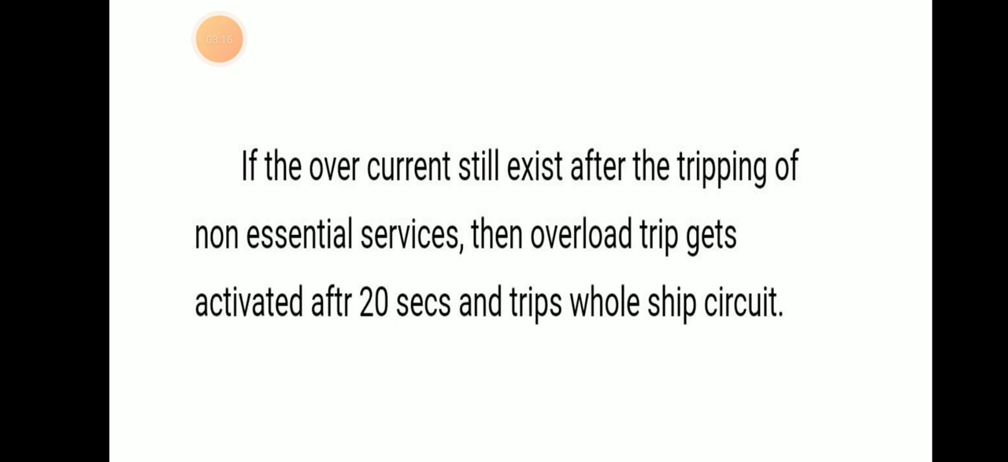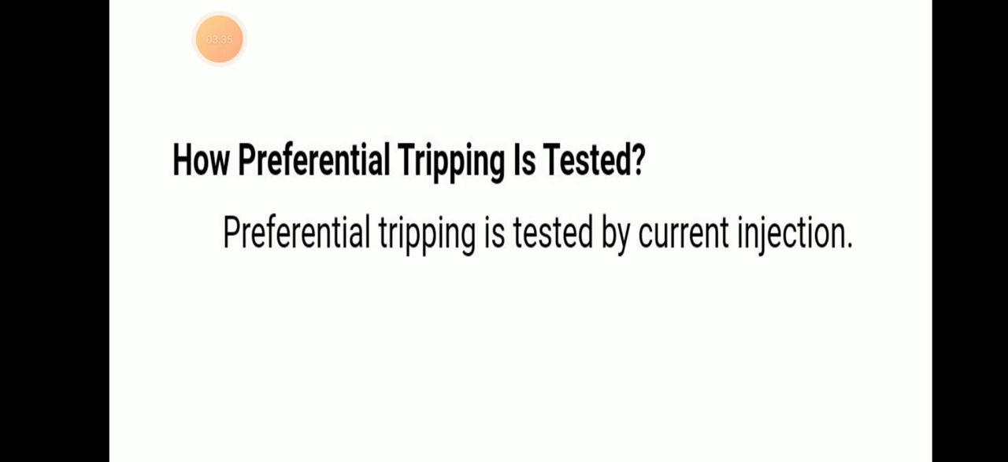If the overcurrent still exists after the tripping of non-essential services, like I mentioned, air conditioning, ventilation, refrigeration, cargo plant, deck equipment and all, and the overload still exists, then the overload trip will get activated and after 20 seconds trips the whole ship circuit. So how is preferential tripping tested? Preferential tripping can be tested by current injection.